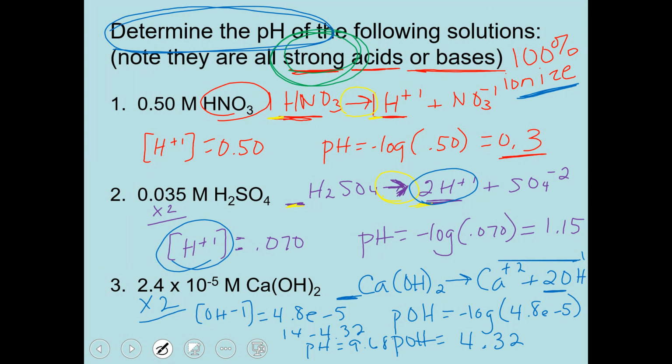Now that pH is above 7, which indicates this is a base. That's right, because this solution has hydroxide ions in it. Remember, the Arrhenius definition of a base is something that breaks apart to make hydroxide. The first two, number 1 and number 2, they had low pHs. They were acids. That's right. The Arrhenius definition says an acid is something that breaks apart to make hydrogen ions. So hopefully that makes sense.